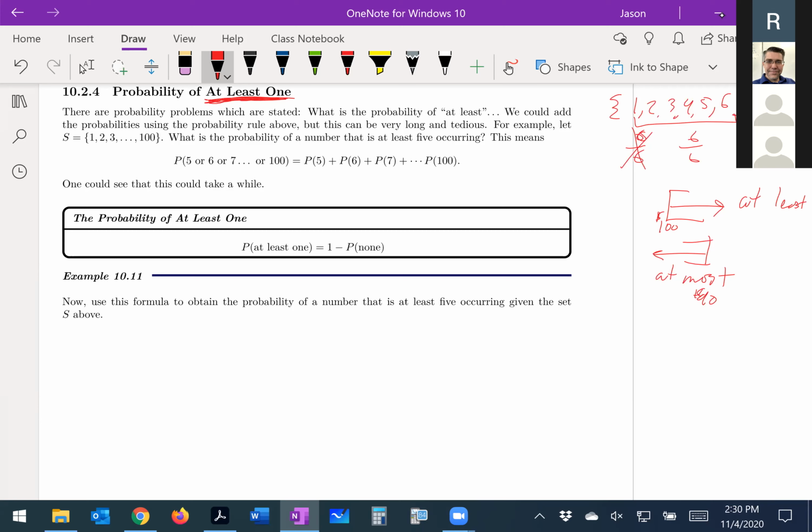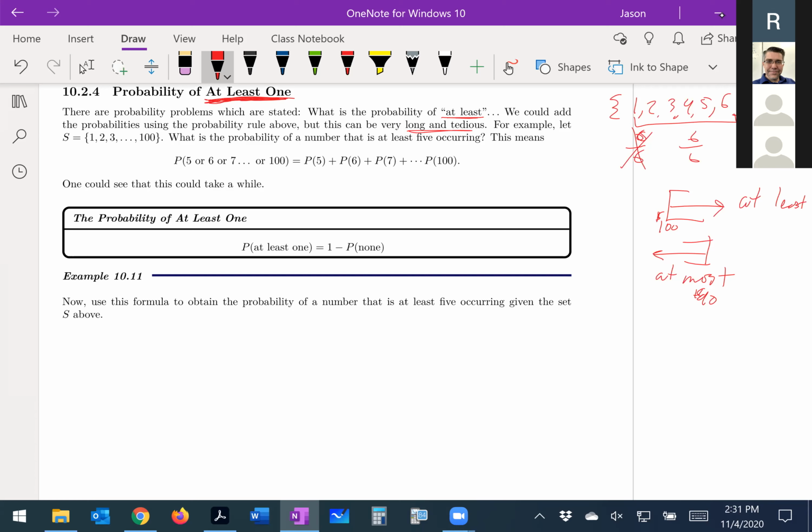Okay, I know the English is kind of confusing, especially if English is not your first language. There are probability problems which are stated: what is the probability of at least? We could add the probabilities using the probability rule above, but this can be very long and tedious.